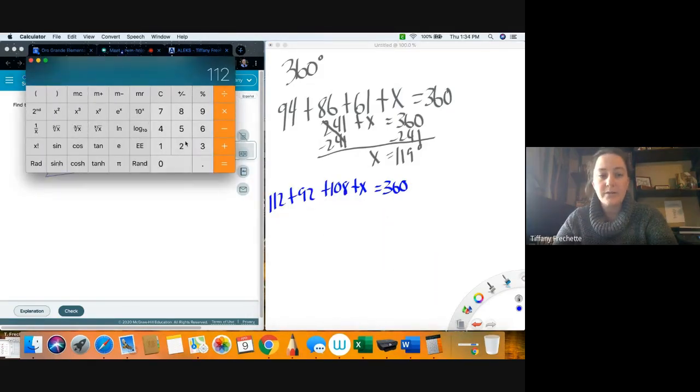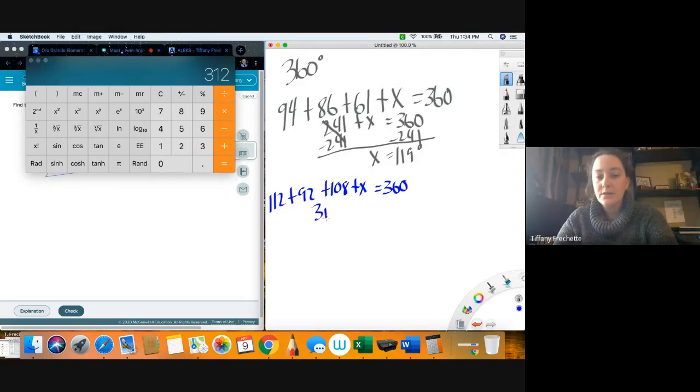I have 112 plus 92 plus 108 equals 312 plus x equals 360. So I make sure I bring the plus x equals 360 down. I haven't done anything with those. All I was doing was combining these 3 numbers. And then I'm going to subtract 312 from both sides, like so. 312 minus 312 cancels. This comes down, so I didn't do my arrow on this one, but I usually do my little arrows for making sure you remember to bring that down.